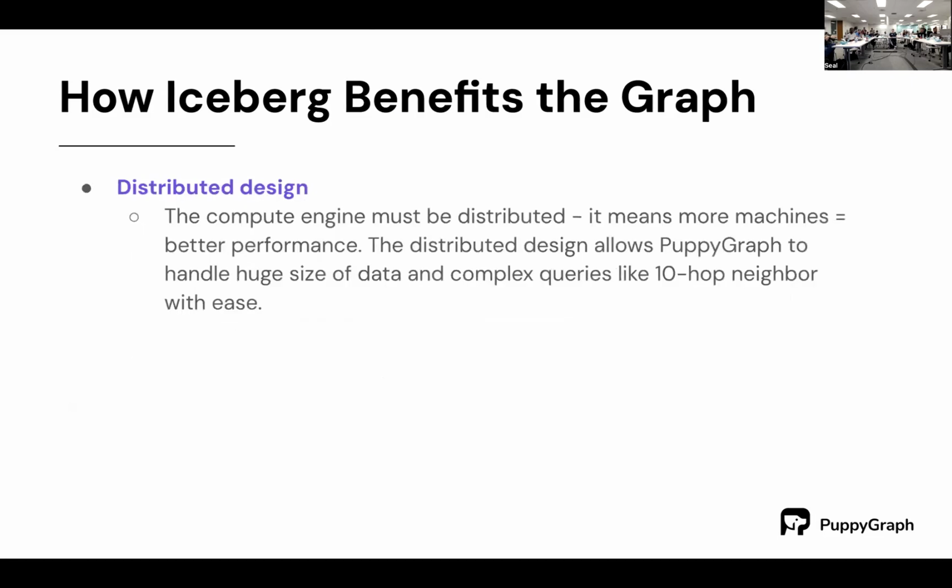And another benefit is that most graph databases are not distributed. Some of them are distributed, but can only improve the QPS. For one single query, you cannot add more machines to make it faster. But what we are designing, because Iceberg itself has almost a limitation of data size, is another query engine with a distributed design: more machines, better performance.